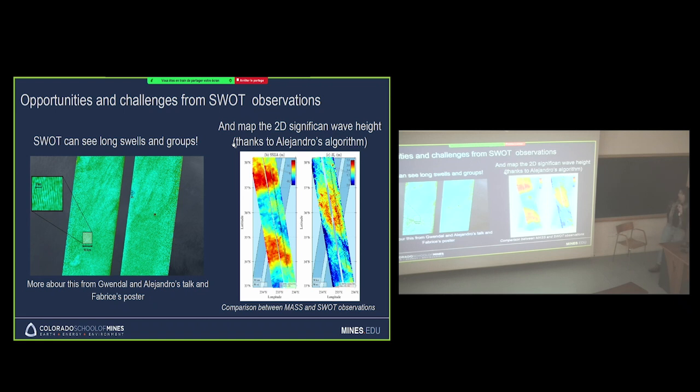And the other thing is that thanks to the algorithm developed at Cargèse, we can map not only the sea surface height, which is shown here, but also the significant wave height in 2D. And here's a comparison during Calval. It's a figure from Luc Lenain. It's a comparison of SWOT sea surface height on the left, and the dots that you see are the LiDAR observations as the MASS LiDAR was overflying the same track as SWOT. And the same with significant wave height. So it's the first time ever that we have access to these 2D images of significant wave height.